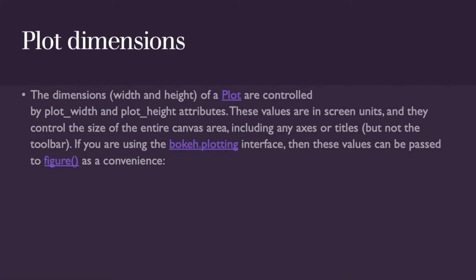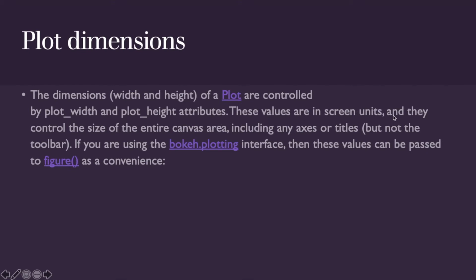And what is plot dimension? This is taken from the bokeh official documentation, and I'm just going to explain whatever is written. The dimension, consisting of the width and height of a plot, is controlled by the plot width and plot height attributes. When you use the figure method, till now we haven't used any keyword arguments inside it, but you can use them, and these are known as attributes. Within those attributes you can set this.